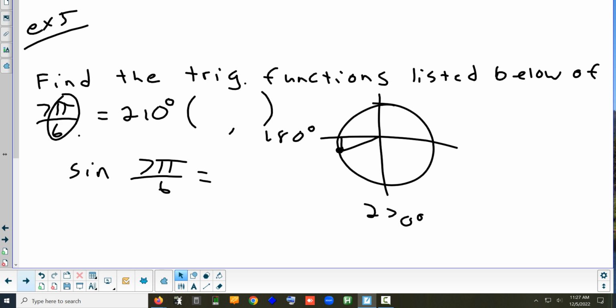Negative square root of 3 over 2. Yep. And then negative 1/2. So it's negative, negative, because you're in quadrant 3, and the long side is your horizontal, and the short side is your vertical. So what would be your sine? Negative 1/2. Good. Your cosine?